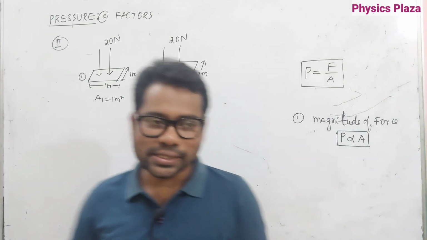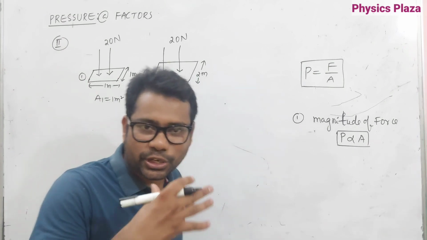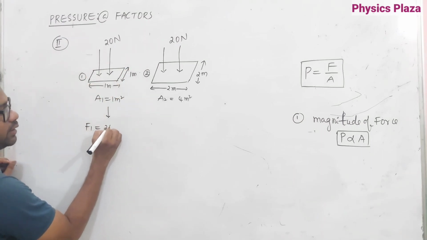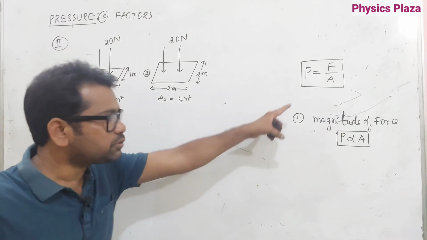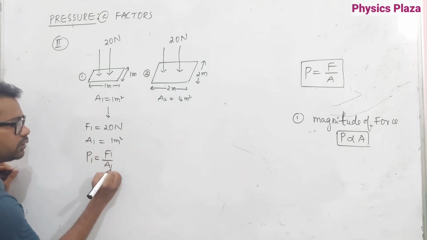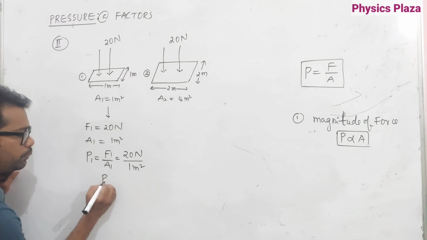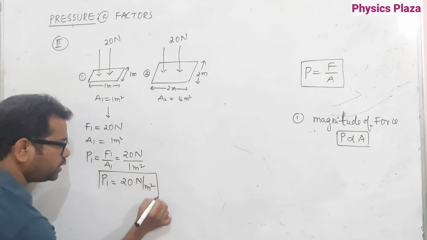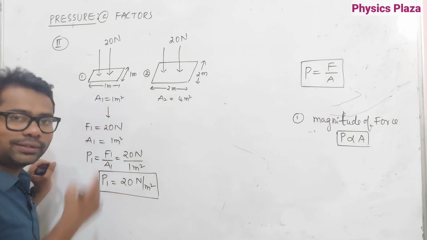Okay, fine. So let us see. If my guess is right, you all might have got the correct answer. Let us check once again. Children, in this case, how much force is acting? The force acting is 20 Newton, whereas the surface area is 1 meter square. By using the formula, pressure P1 is equal to F1 by A1. So this will be 20 Newton by 1 meter square. So pressure here is 20 Newton per meter square. Now calculate in the second case.